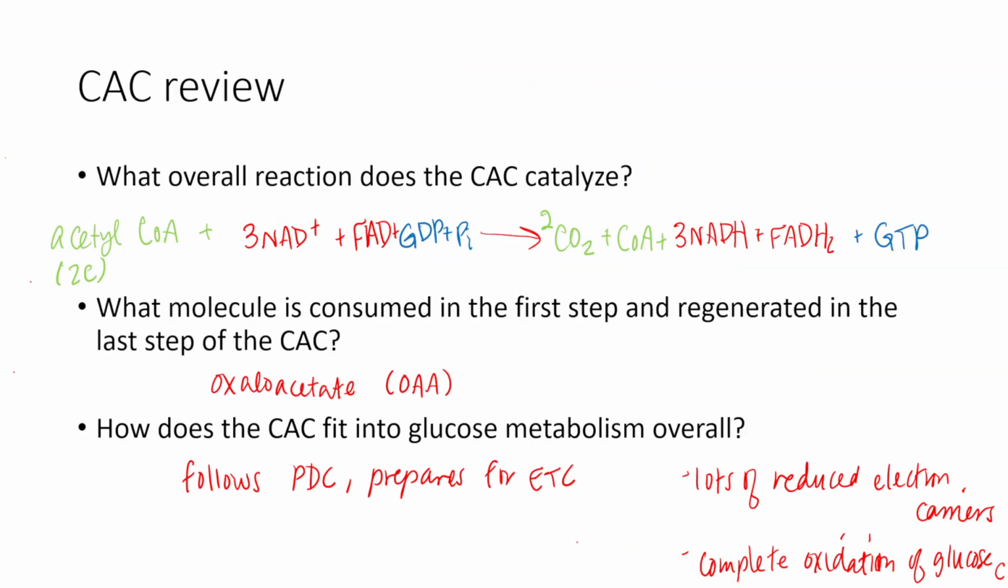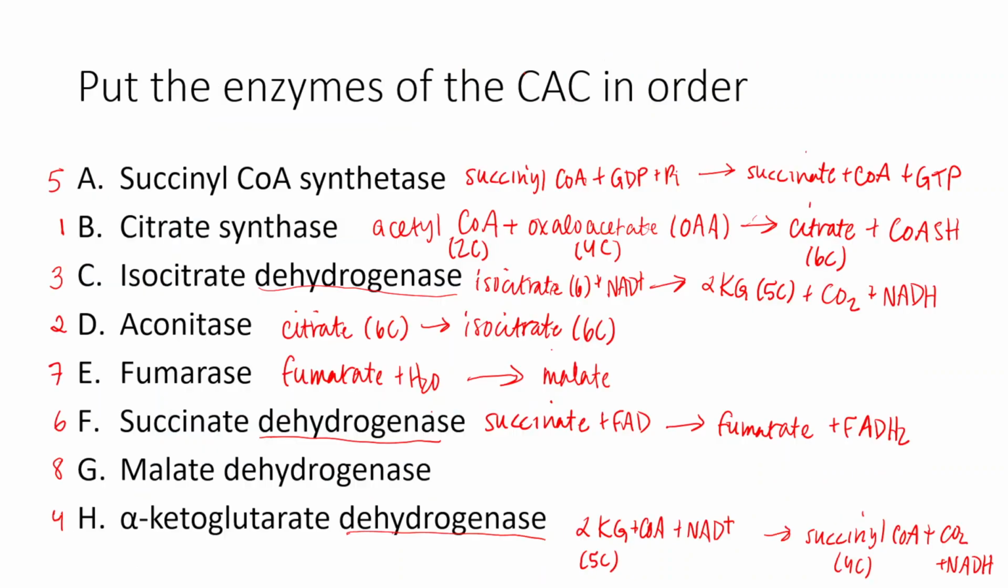Okay, so that brings us to our last step. So our last step, we take our malate. We're using malate dehydrogenase. So we should all know what the product is. We're regenerating the very first molecule that we started with, which was oxaloacetate. And this is a dehydrogenase.